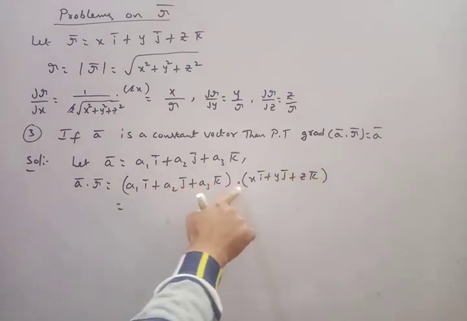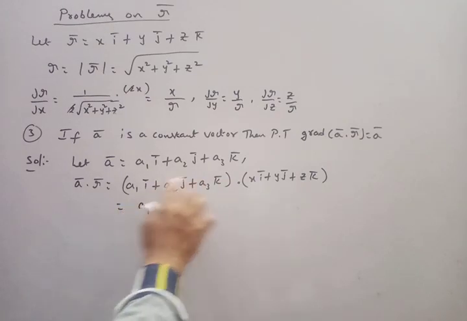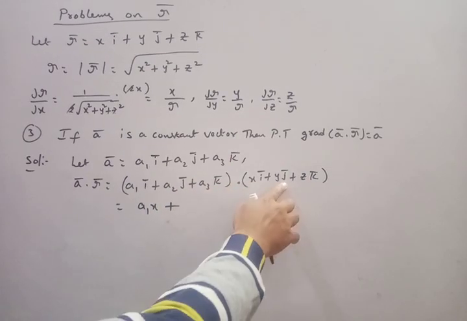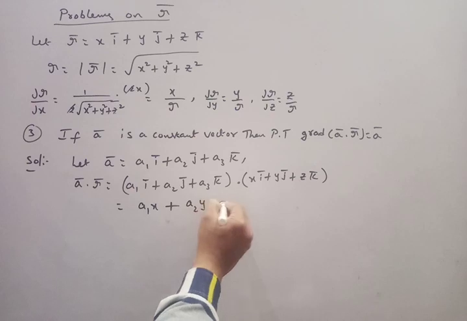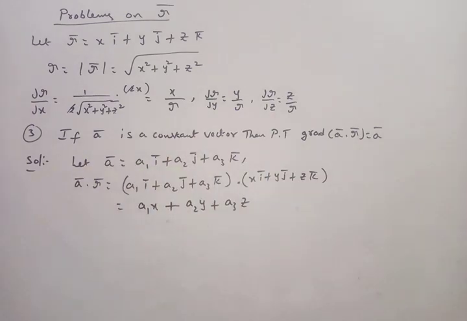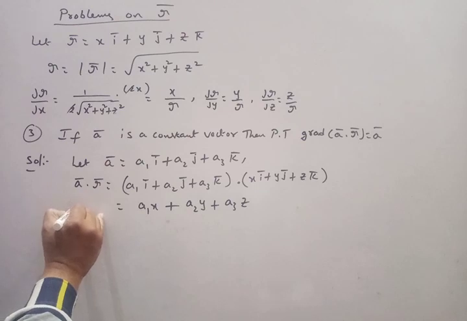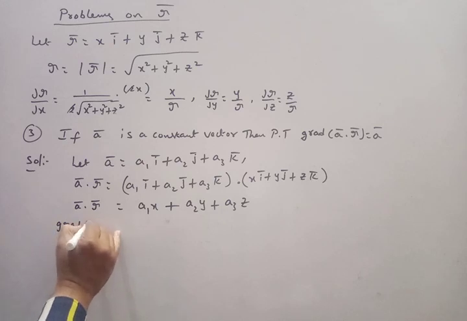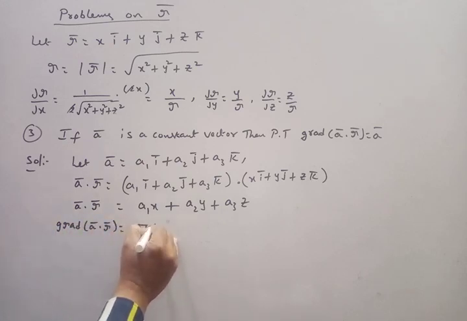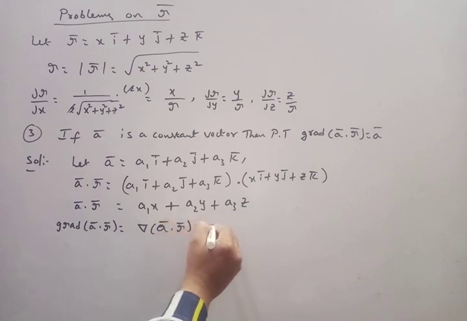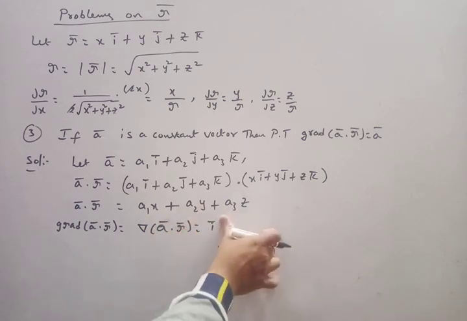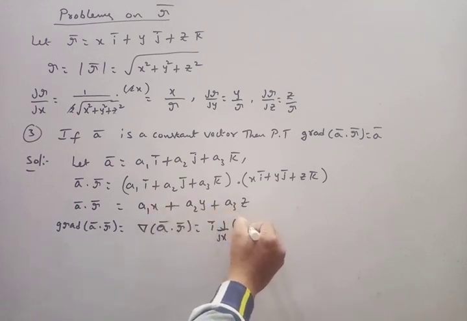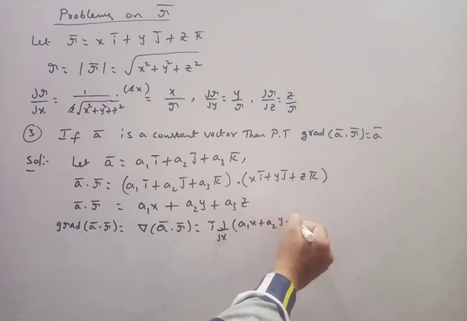That means i bar dot i bar is 1. So I get a1x. I bar dot j bar is 0, i bar dot k bar is 0. So j bar dot i bar is 0, j bar dot j bar is 1. We get a2y. Then similarly a3z. So this is the value of which value? A bar dot r bar. Then what do we need? Gradient of a bar dot r bar. That means del of a bar dot r bar. That means i bar dou by dou x of a bar dot r bar. Now, what is the value? a1x plus a2y plus a3z.